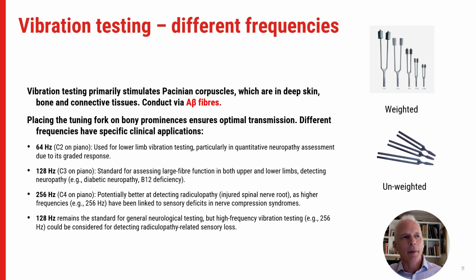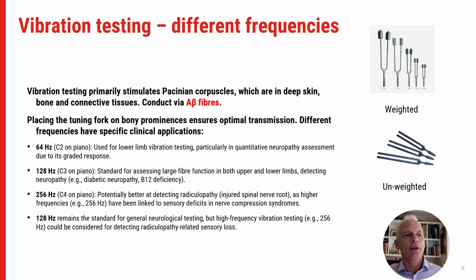So let's talk about vibration testing. As we've mentioned, vibration testing primarily stimulates the Pacinian corpuscles, so it's probably good to remember that when it comes to vibration testing, you need that word Pacinian, ideally. They are in the deeper skin structures and bone, and they're conducted, as I've said, through the A beta fibers.